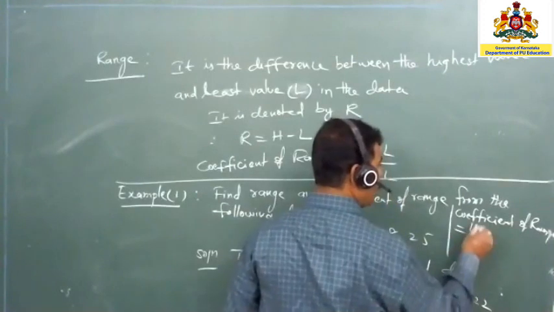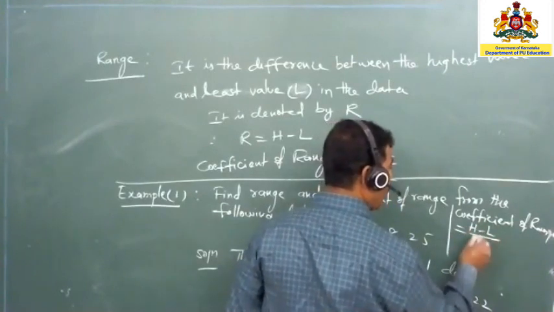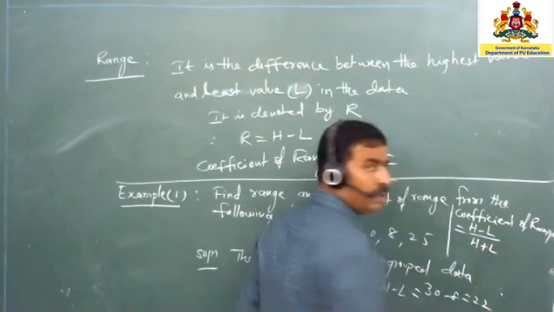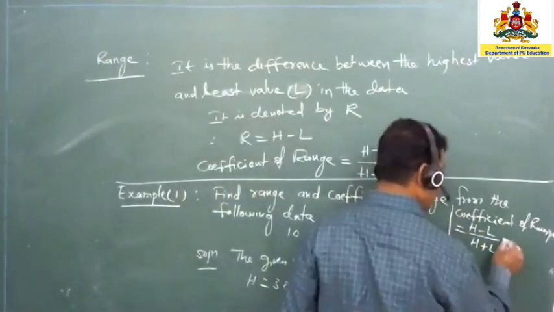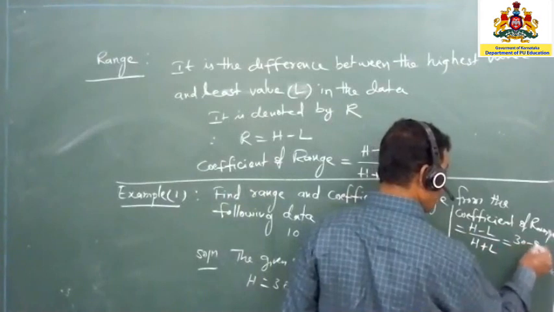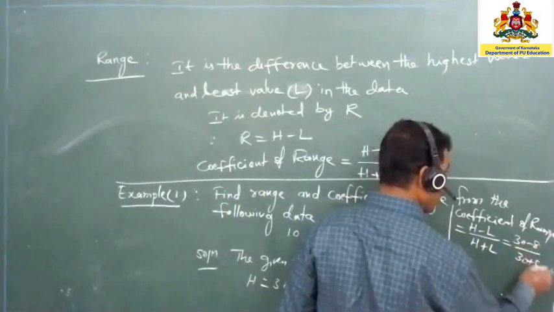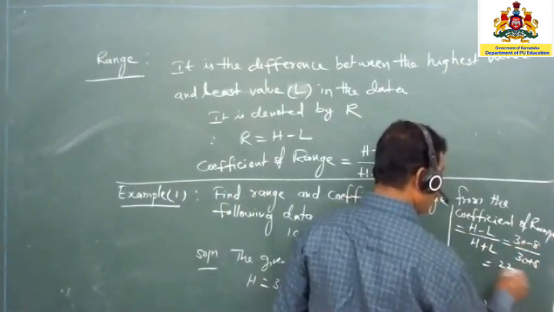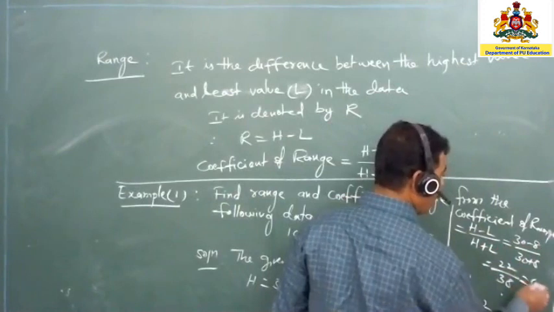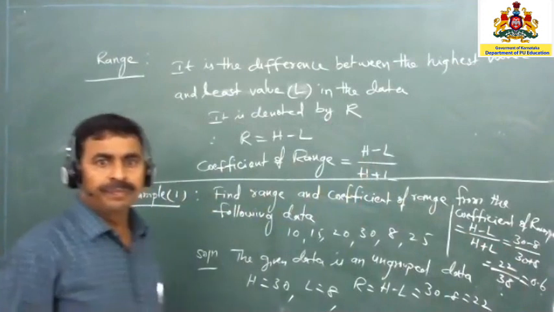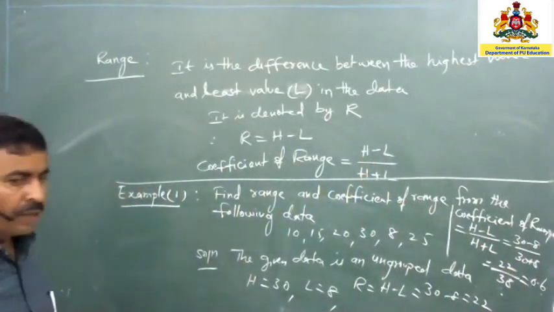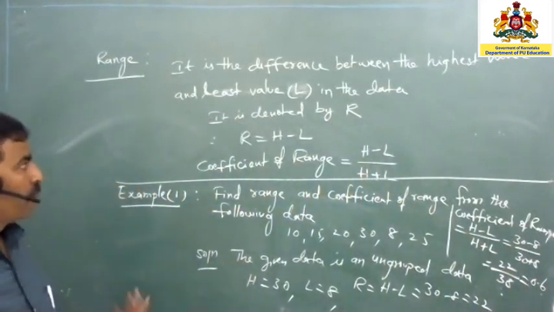Coefficient of range is equal to H minus L by H plus L. H minus L by H plus L is 30 minus 8 by 30 plus 8. So 22 by 38, approximately 0.67, you will get the answer. By using a calculator, you can find the value.